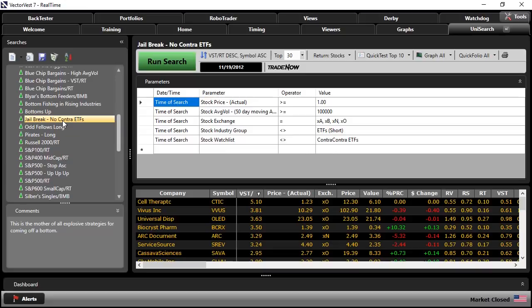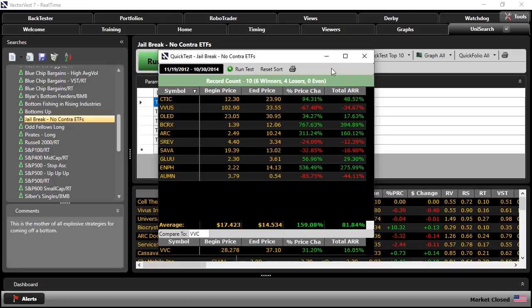We call that the mother of all bottom fishing searches. So I don't know. Guess jailbreak must be a woman to be the mother, right? Well, we don't know. It's semantics. Anyway, let's do a quick test of the top 10. Look at that search all the way up until 10/30 of 2014, up 159%. Good golly, Miss Molly.